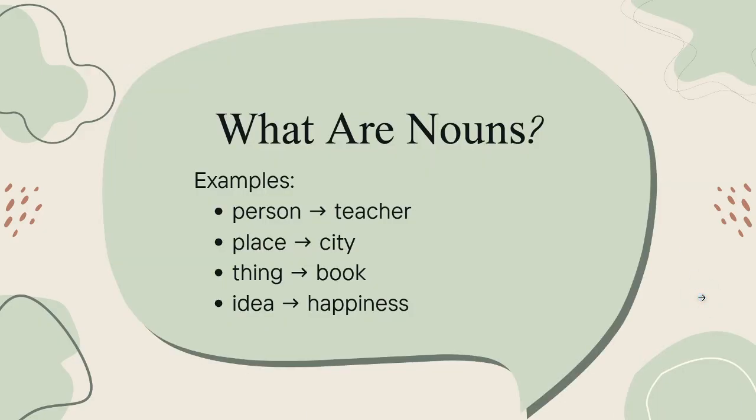Now, what are nouns? Nouns are words we use to name people, places, things, or ideas. For example, in the case of a person, we have a teacher. In the case of a place, we have a city; a thing, a book; and an idea, for example, happiness.